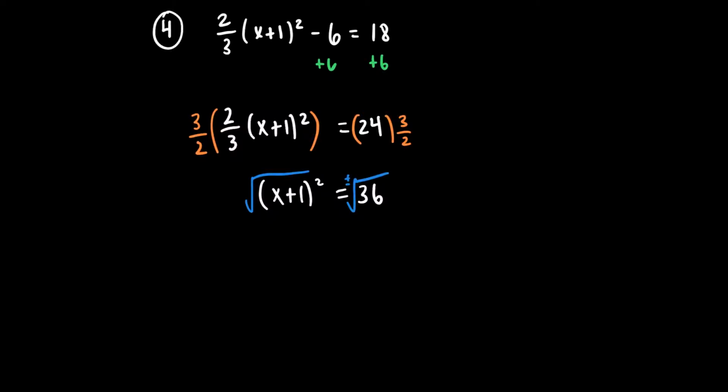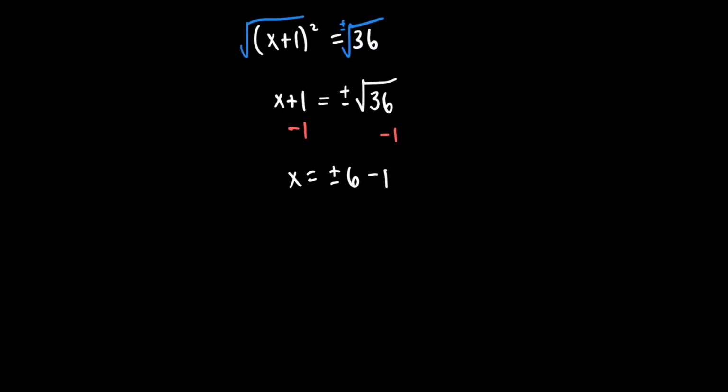Don't forget plus or minus. Please, by the way, do not subtract 1 here. You can't do that yet. You have to apply the square root. So on the left side, we're just going to have x plus 1. And on the right side, we're going to have plus or minus the square root of 36. And then we can subtract 1 from both sides. So we will have x is equal to, oh, by the way, the square root of 36 is plus or minus 6, and then you subtract 1.